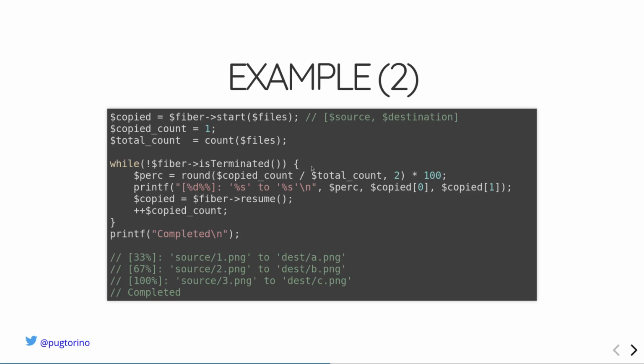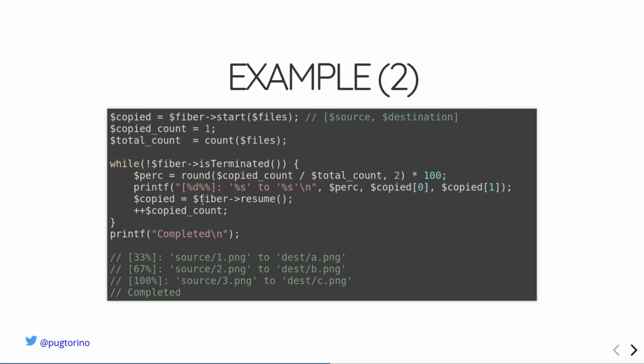So it's 1 to the total of value, and we are multiplying by 100 because we want the percentage value, and we are printing a string that says, okay, look, we are in this progress and we copied this file to this destination file. We are using here the copied variable, because copied is an array of 2 elements, so element 0 is the source and 1 is the destination. So we are just printing the information about what we copied.